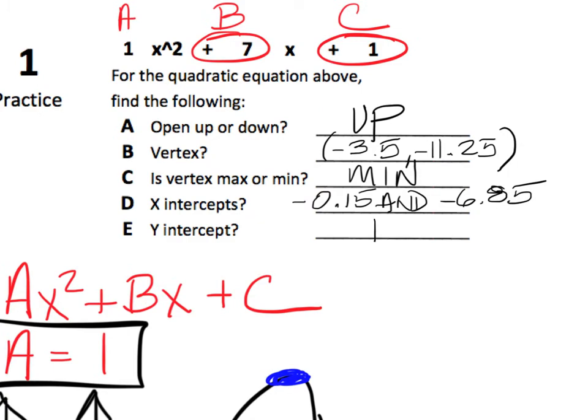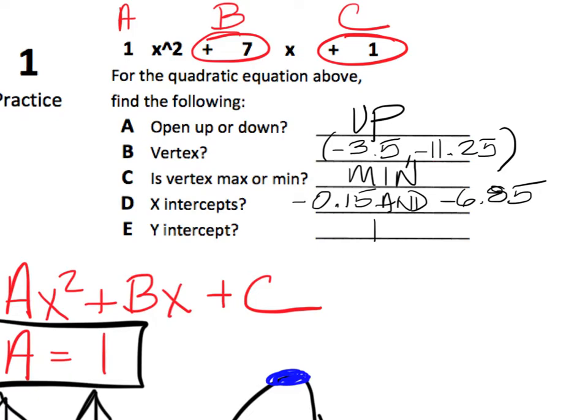And we have found all of them. So we will review. For part A, in reviewing, does it open up or down? You must look at the A value. And the A value comes from right here, that which is next to the x squared. It is a positive 1. If your A is positive, it opens up. If it is negative, it opens down. That's why we have up in here for this answer.